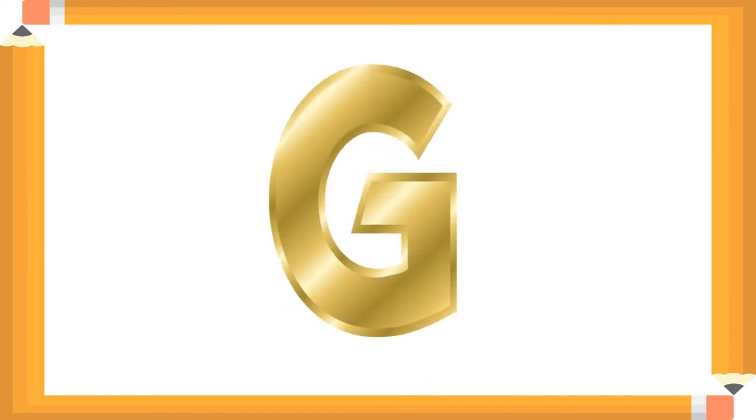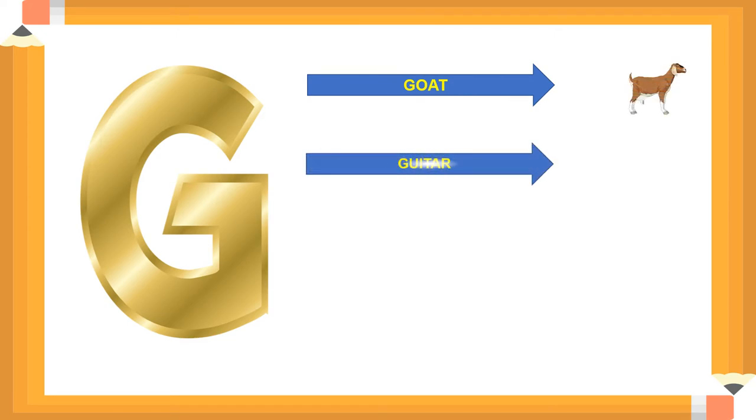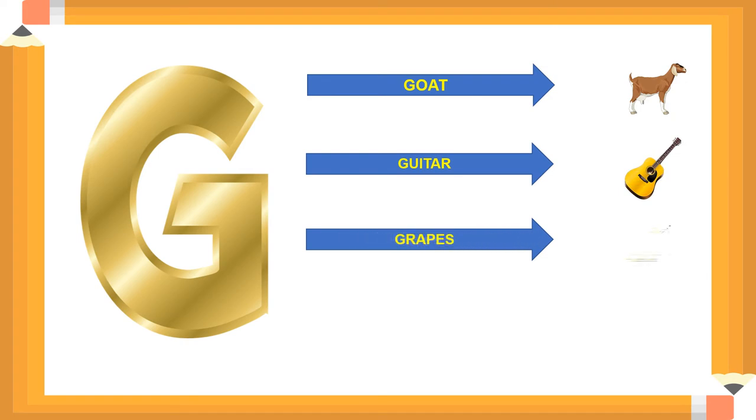Alphabet G. G for Goat. G for Guitar. G for Grapes. G for Google.